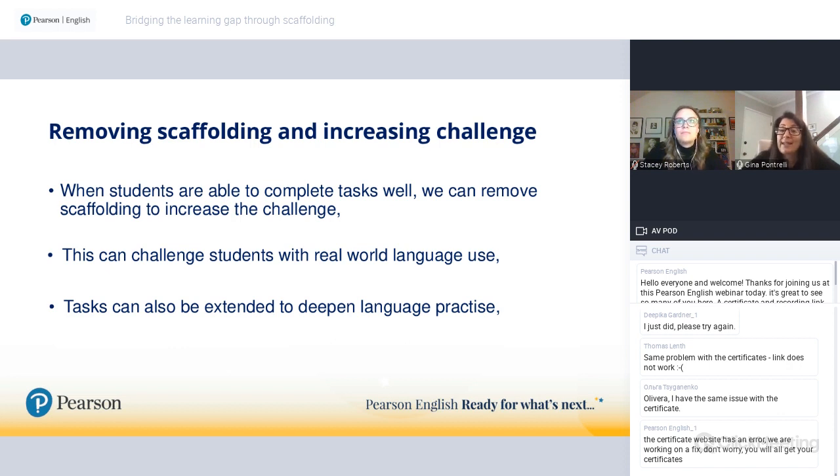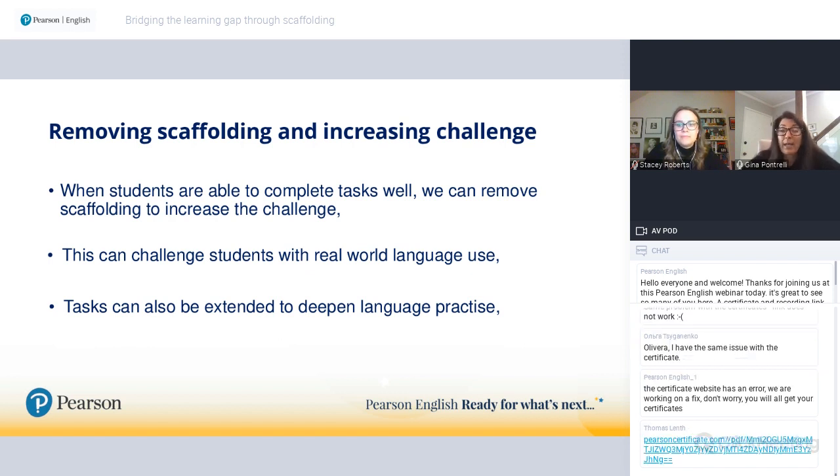We can also extend tasks to deepen language practice. For example, after practicing new language successfully, we can review previous topics that fit into the task. If we have asked students to write about their hobbies, for example, we can ask them to include their favorite sport now, embedding key vocabulary that the student has just learned with newly acquired writing skills.